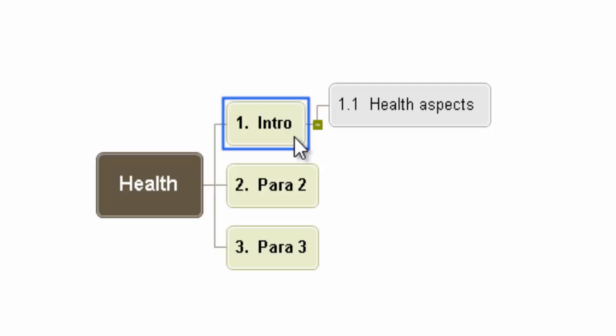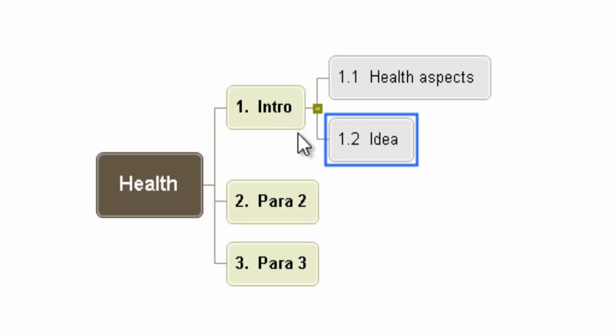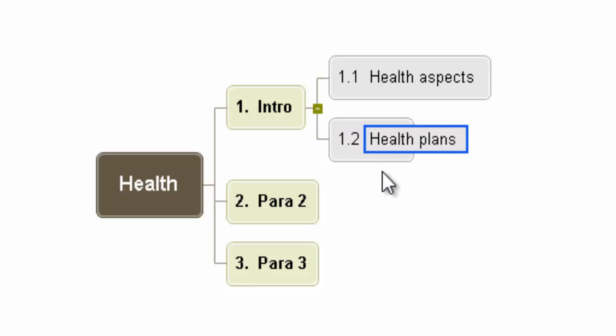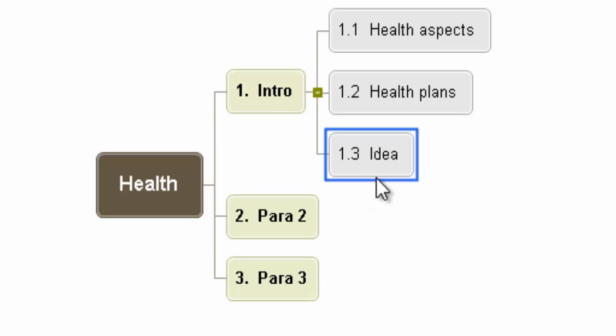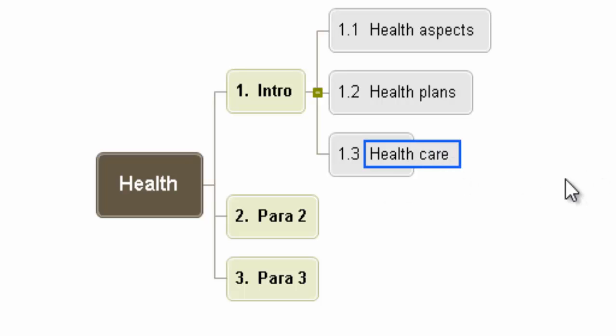Create another little paragraph off of there by double tapping the corner. Now this can be the middle part of your first paragraph or the end part. It's entirely up to how you want to work this. I'm going to put in health plans. That will be the middle part of my first paragraph. So I need one more, double tap, and I'm going to put in healthcare.